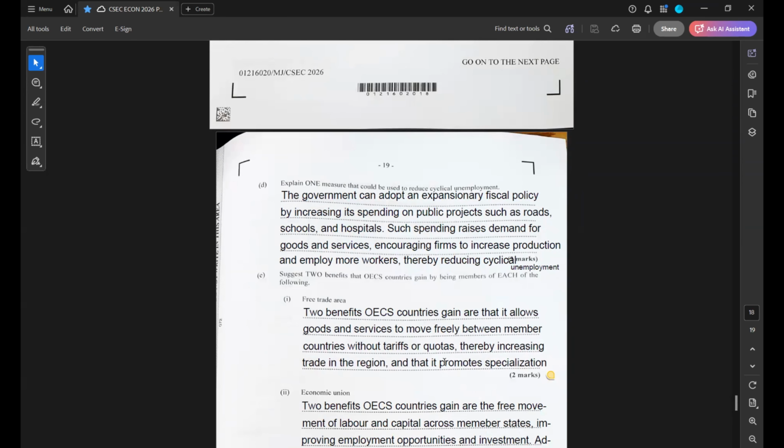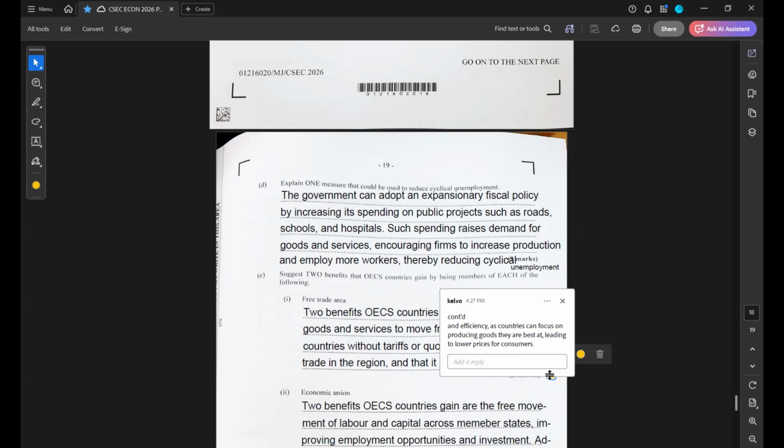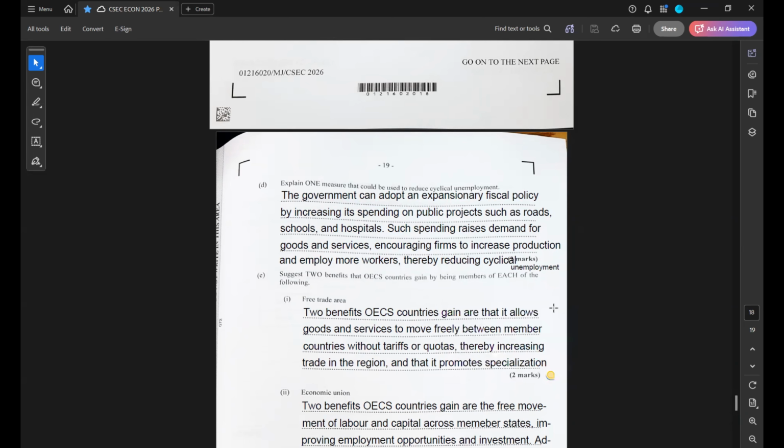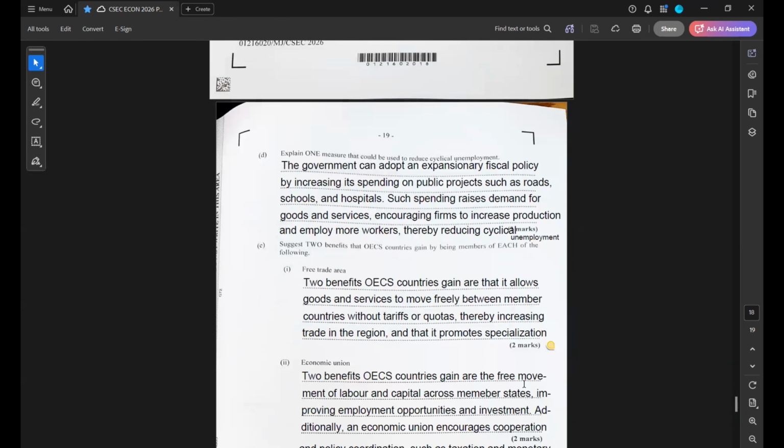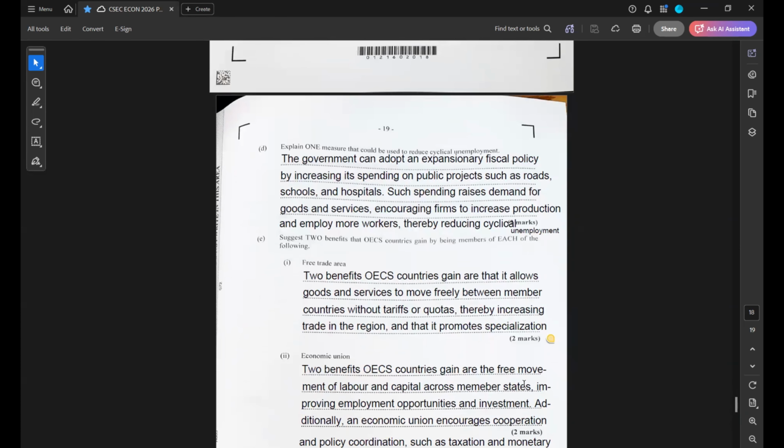Now, two benefits that OECS countries gain by being members of each of the following, so free trade area. Two benefits OECS countries gain are that it allows goods and services to move freely between member countries without tariffs or quotas, thereby increasing trade in the region, and that it promotes specialization and efficiency as countries can focus on producing goods they are best at, leading to lower prices for consumers. Right. So they can have a comparative advantage in a sense.